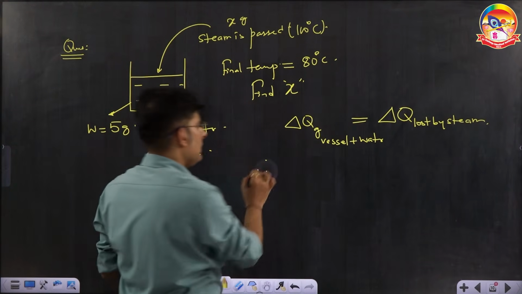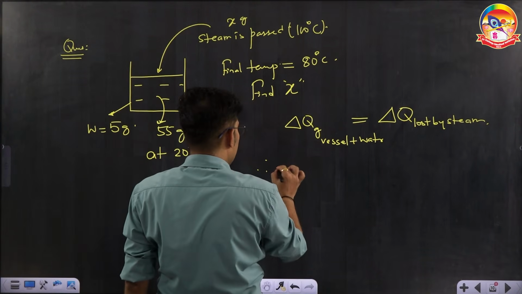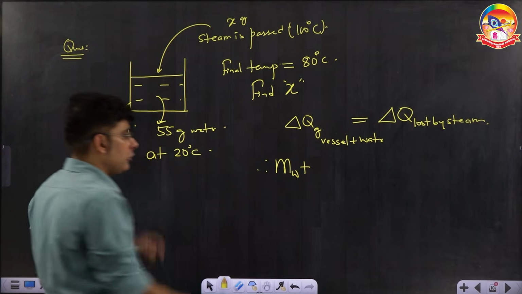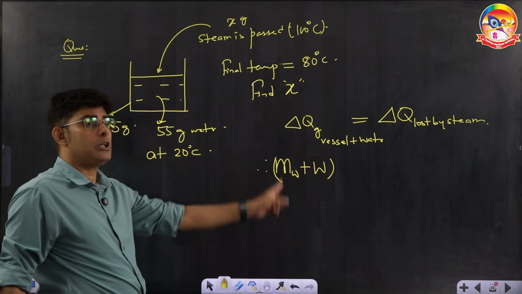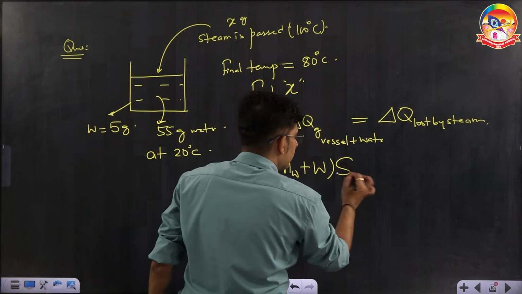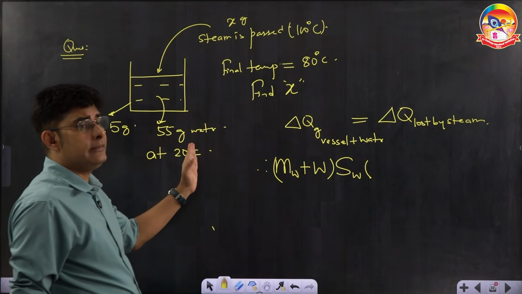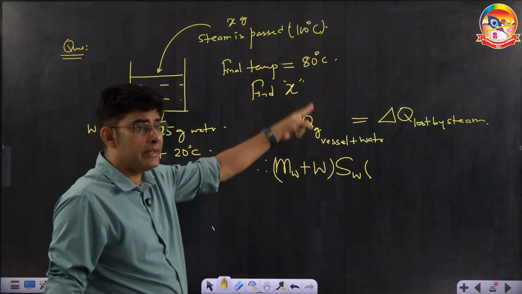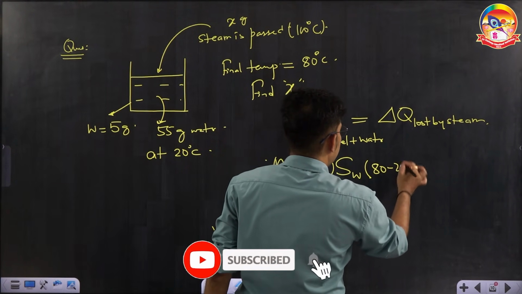Now when you see vessel plus water, how much heat they had gained? You will say mass of water plus, since they have given water equivalent, you will take that of the vessel. So total mass you can take as mass of water plus water equivalent. Both are treated as water only, so specific heat of water. Water is not undergoing any state change, only temperature change. Initial temperature 20, final 80. Gained means final minus initial, so I will write 80 minus 20.